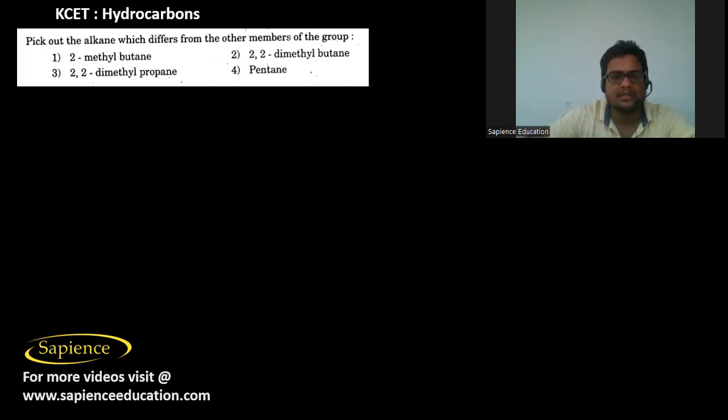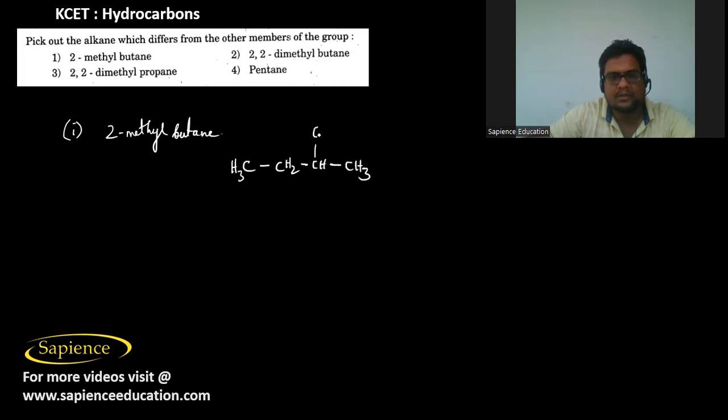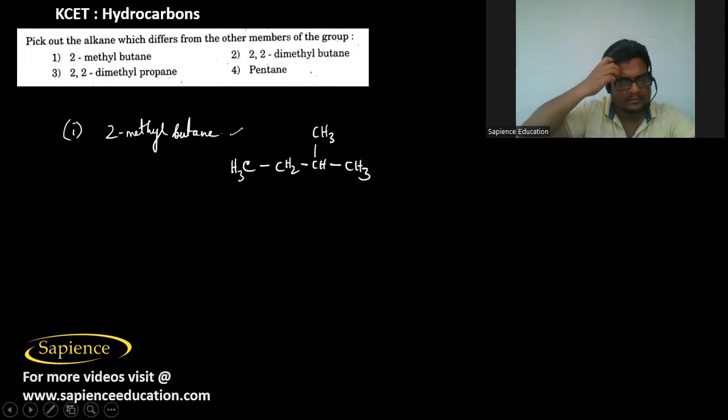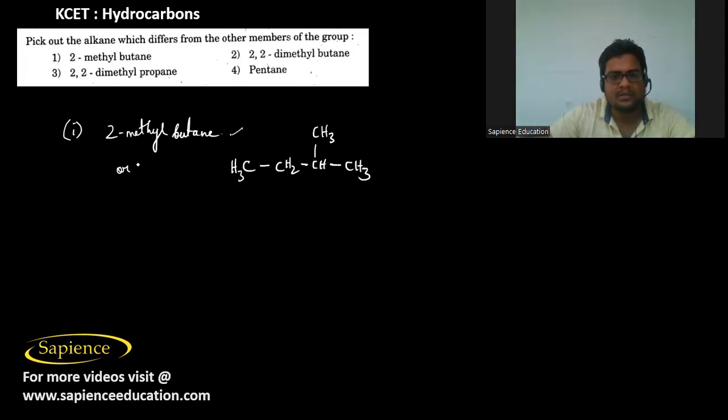So here it is said: pick out the alkane which differs from the other members of the group. The first one is 2-methyl butane. Its structure is the butane structure, that is CH2, CH3. Here we have CH3. So it is 2-methyl butane, or it is also called isopentane.